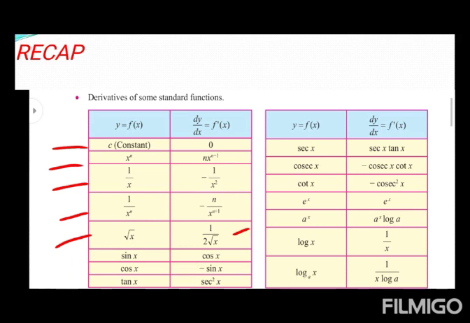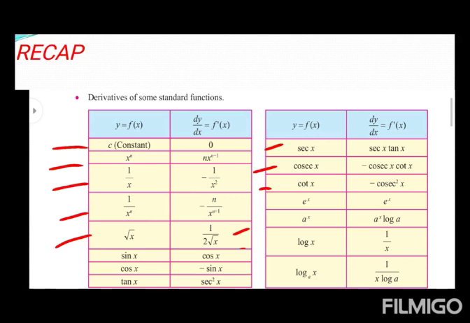The derivative of sin x is cos x, the derivative of cos x is -sin x, and the derivative of tan x is sec^2 x. For sec x, the derivative is sec x tan x, and for cosec x the derivative is -cosec x cot x. For cot x the derivative is -cosec^2 x.